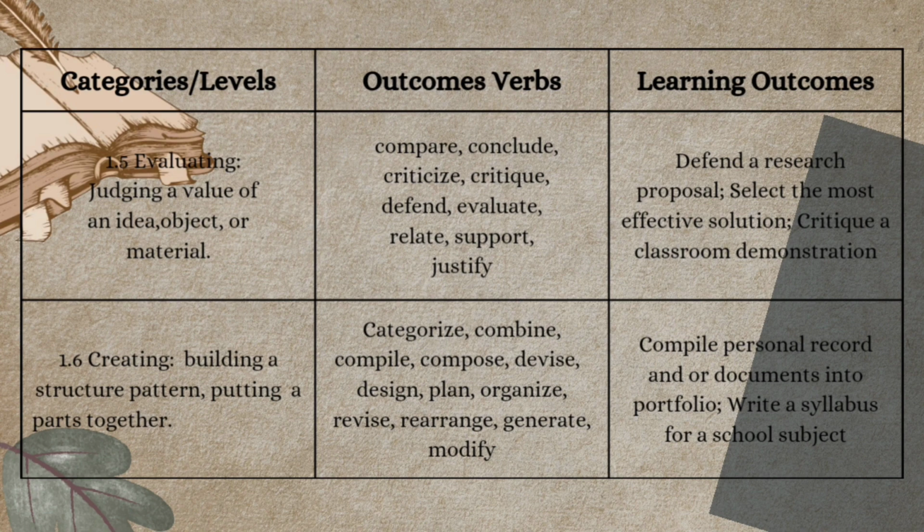So for the cognitive domain, the 4th, 5th, and 6th levels are what we call HOTS, or the higher order thinking skills levels.